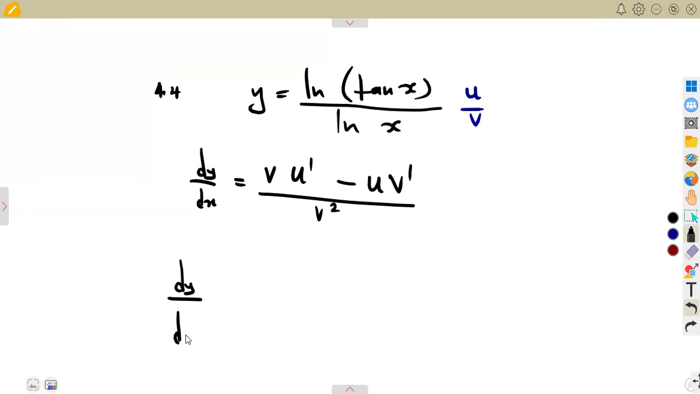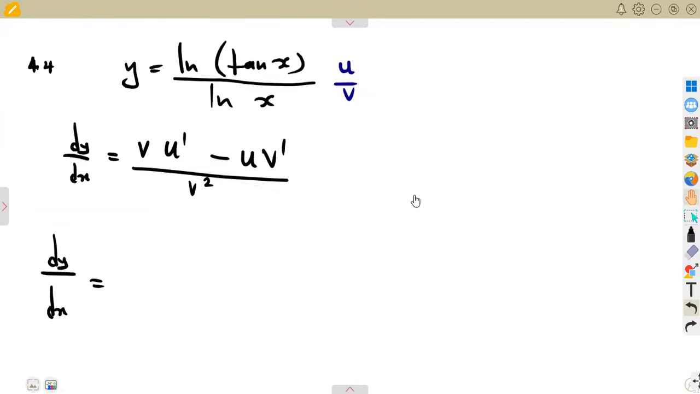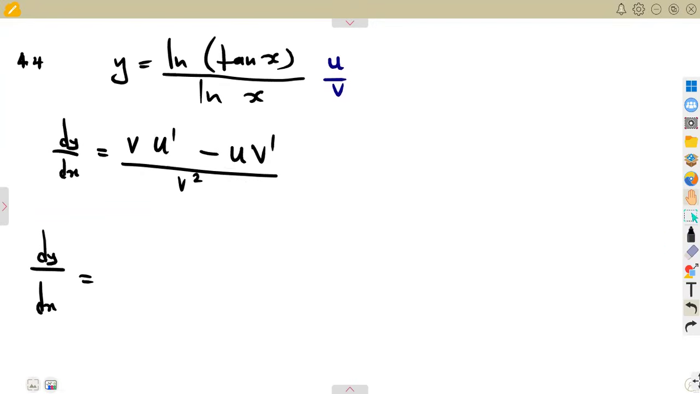The derivative of y with respect to x, so we're going to need these and substitute. So if you know that you have got challenges with these, just write them aside. u is the numerator that you're given here. So you know that u is equal to the ln tan of x. So let's differentiate this u. The derivative of u is what?